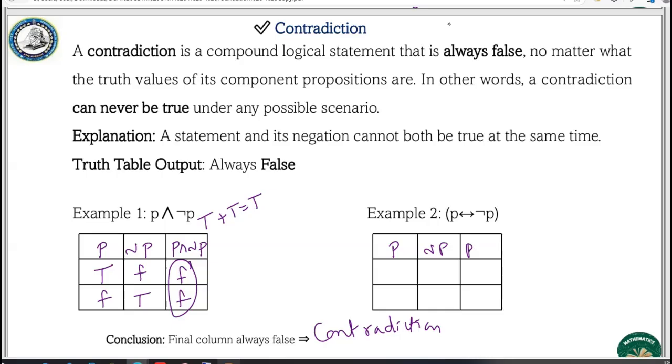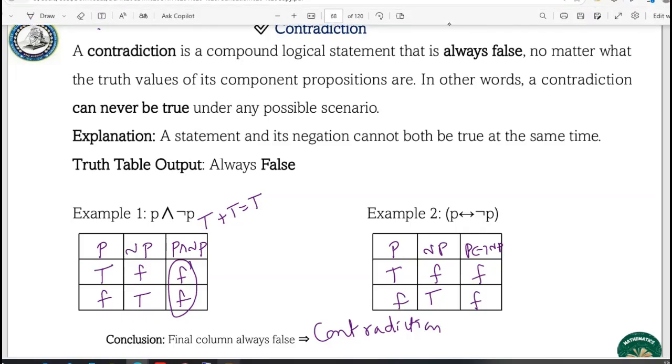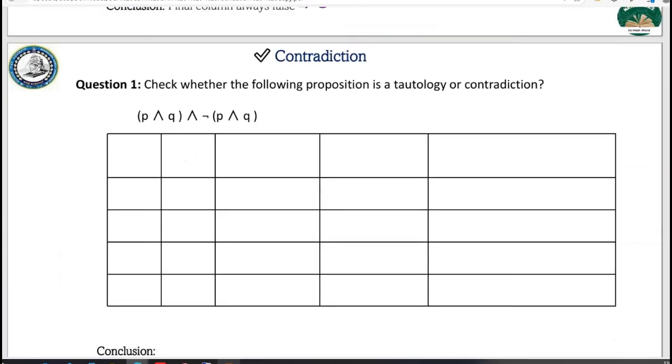Next one we have is P double implication negation P. So if it is T, it will be false. If it is false, it will be T. Double implication means if both the values are same, the answer is T. Otherwise it is false. Here the values are not same, therefore the values are false. In both the conditions we have got the values in the last column false, so it is a contradiction. Okay, so we'll move on with the next two problems where we discuss the contradiction.